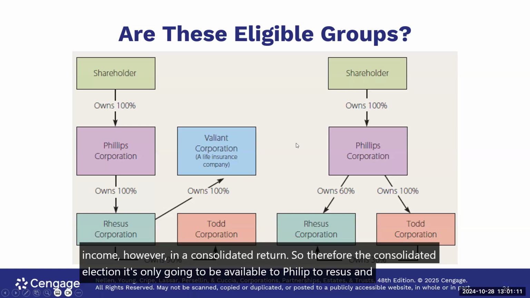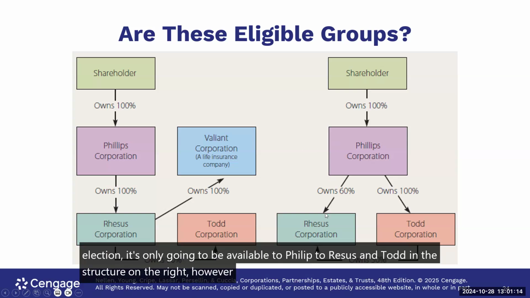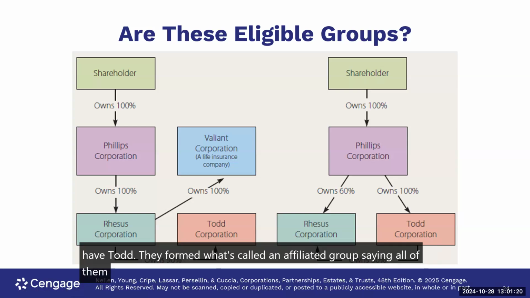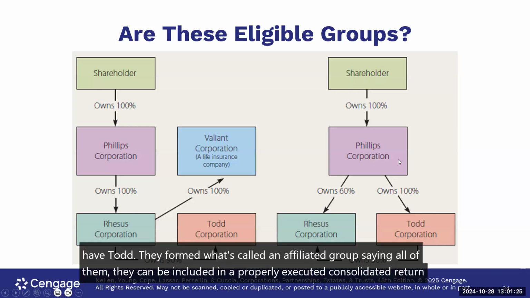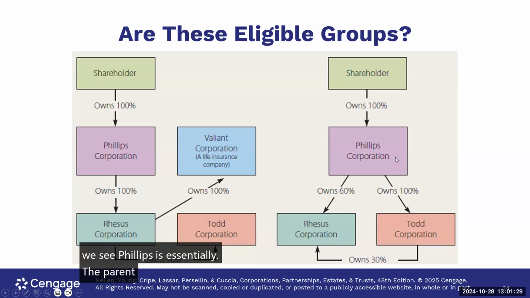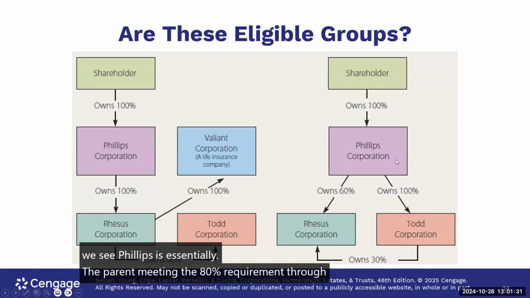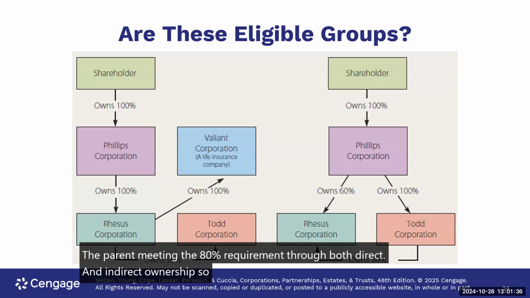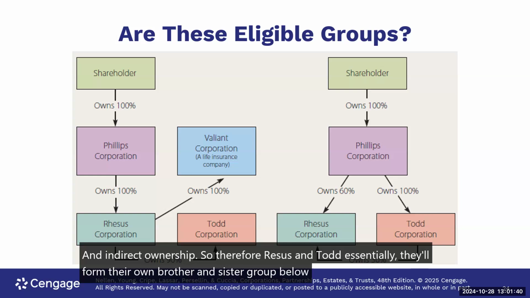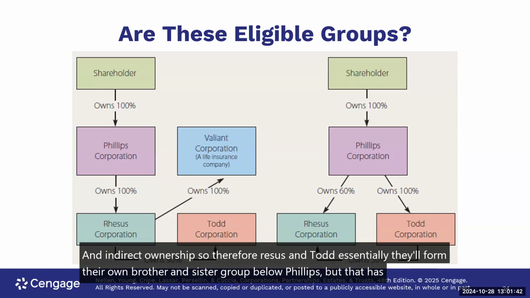In the structure on the right, however, we have Phillips, Reyes, and Todd. They form what's called an affiliated group. So all of them can be included in a properly executed consolidated return. As we see, Phillips is essentially the parent, meeting the 80% requirement through both direct and indirect ownership. Therefore, Reyes and Todd essentially form their own brother-sister group below Phillips, but that has no effect on a consolidated tax return.